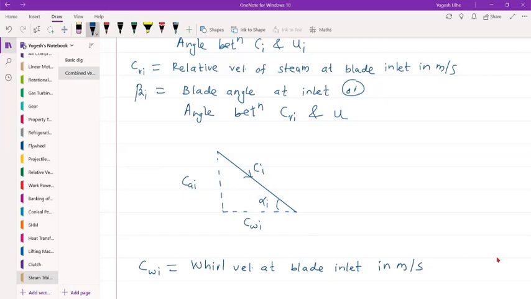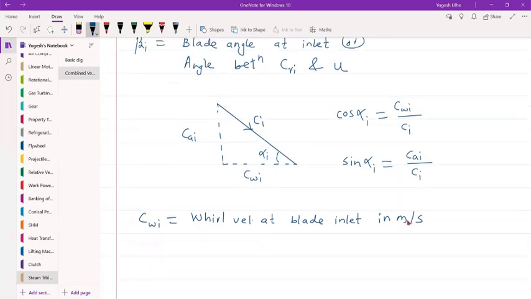If you look here, cos alpha I is equal to CWI upon CI. And sin alpha I is equal to the opposite side, CAI by CI. So if you want to find CWI, CWI is equal to CI cos alpha I.